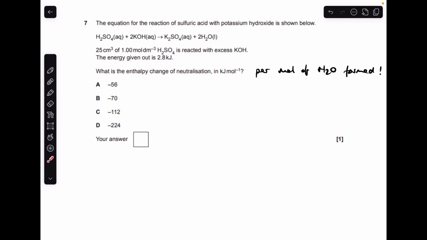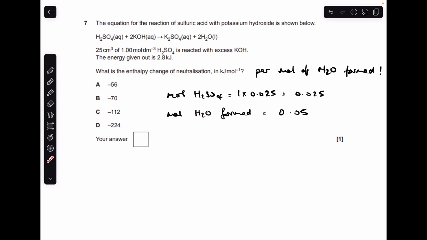Moving on to number 7, so the enthalpy change of neutralization is the enthalpy change per mole of water formed. So the first thing we've got to do is work out how many moles of water are going to form in this reaction. Well, we've got some information about the acid, and we're told that the potassium hydroxide is in excess. So the first thing we'll do is work out how many moles of acid that is, and then we can use the ratio to get how many moles of water would be formed. So moles of sulfuric acid, concentration times volume in decimeters cubed, so that many moles of acid we used, therefore twice as many moles of water is formed.